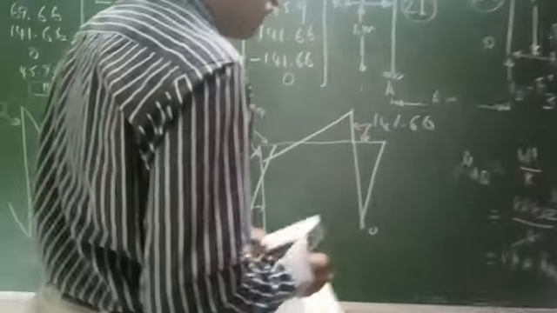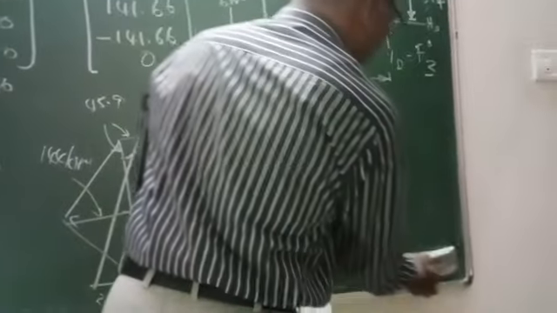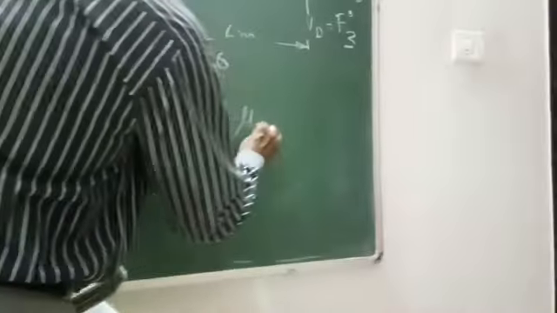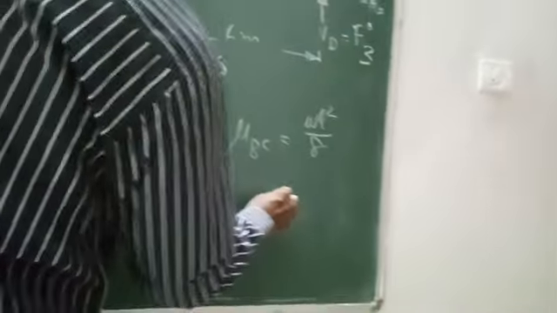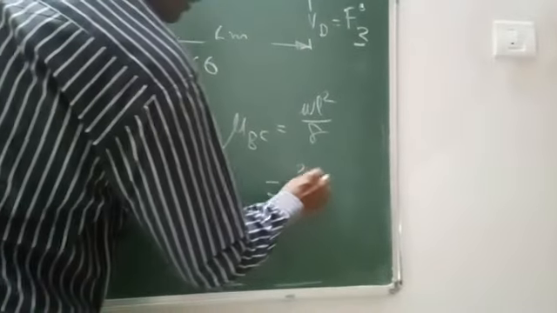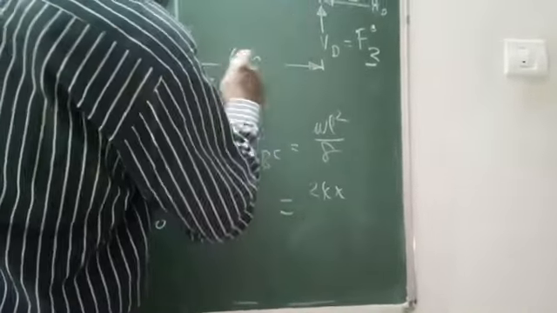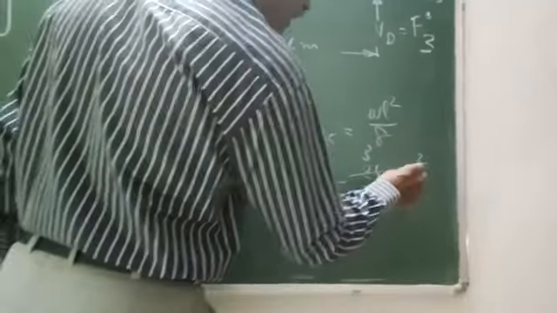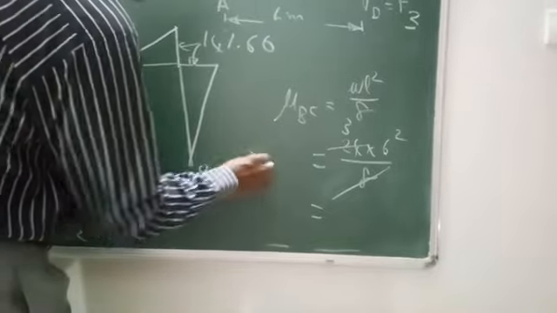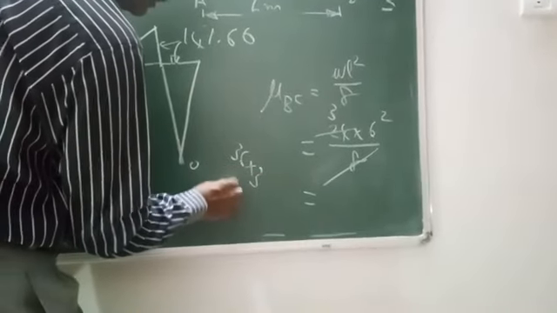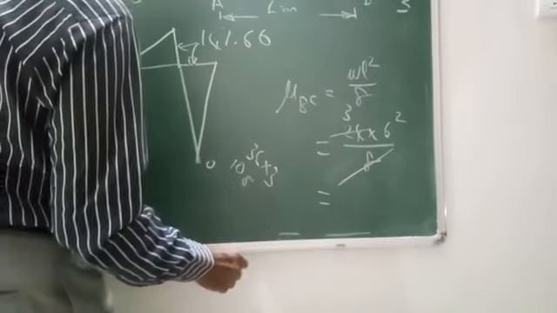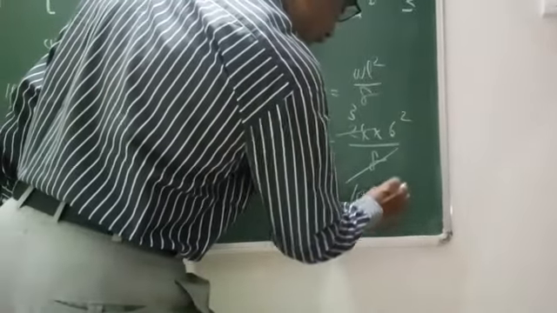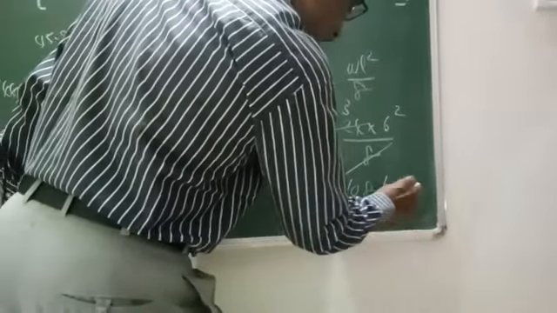kN-m. For the other span BC, Mu BC equal to W L square by 8. For a simply supported beam subjected to the UDL, it is W L square by 8. W is 24 into L is 6 meters, 6 square by 8. So W L square by 8, this will become 3 into 36 into 3, that is 108 kN-m, which will be parabolic.